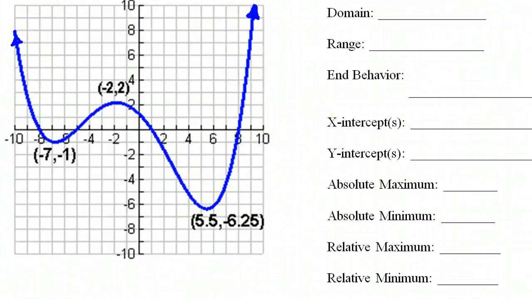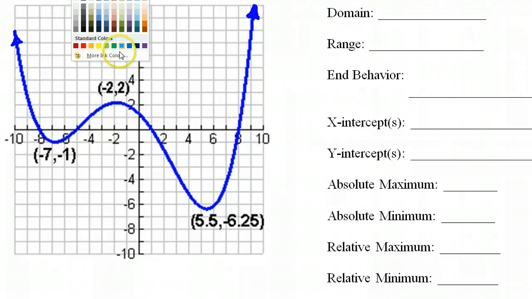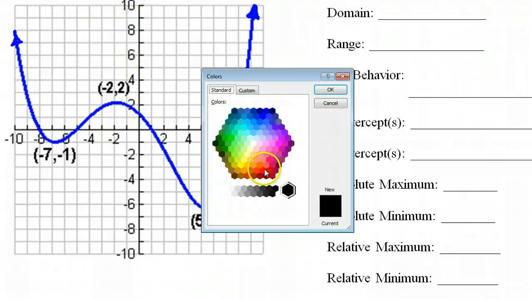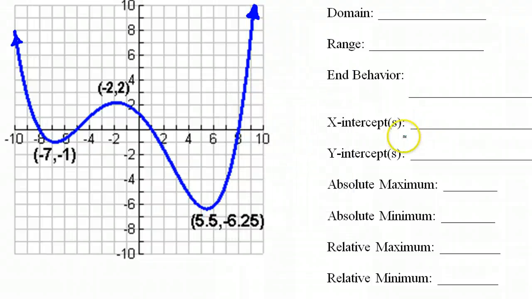All right, it is time to talk about the absolute maximum. I think I shall use red. Now, for the absolute maximum, that would be the highest point on the entire graph. But as indicated by this arrow and this arrow, the graph goes up forever. So there is no highest point on this graph. So for absolute maximum, we will simply say none. There is no absolute maximum. There's no ceiling. It goes up forever.